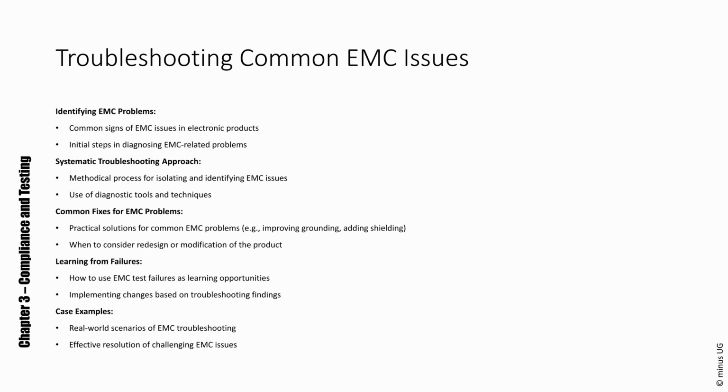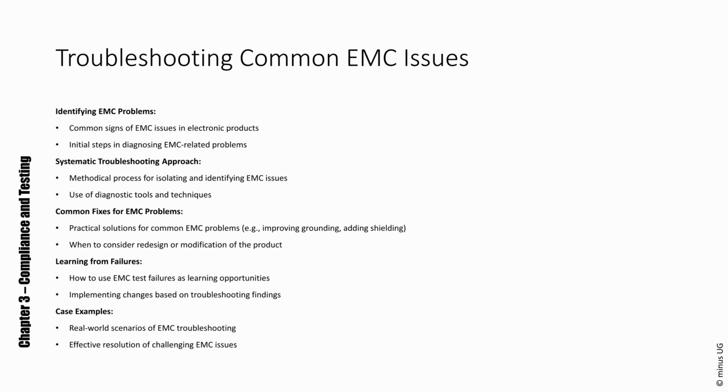Learning from failures. EMC test failures can provide valuable learning opportunities. Analyzing failures can lead to a better understanding of product behavior under electromagnetic stress and guide design improvements. Implementing changes based on troubleshooting findings not only resolves current issues, but also enhances the overall design process for future products. Case examples. Real-world scenarios of EMC troubleshooting might involve complex systems where resolving EMC issues requires creative engineering solutions.